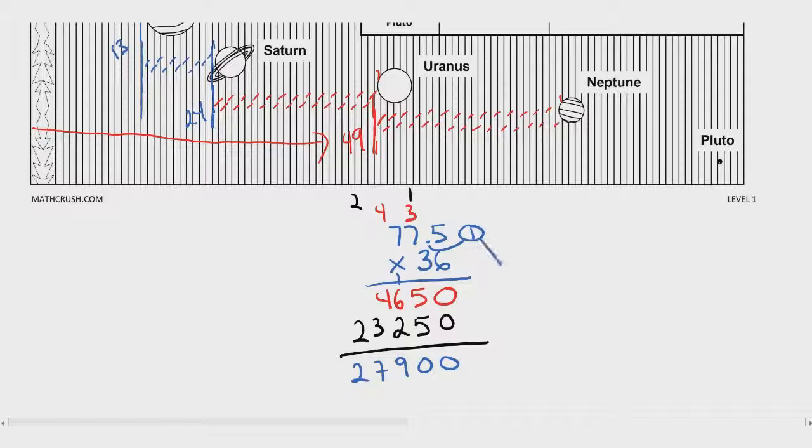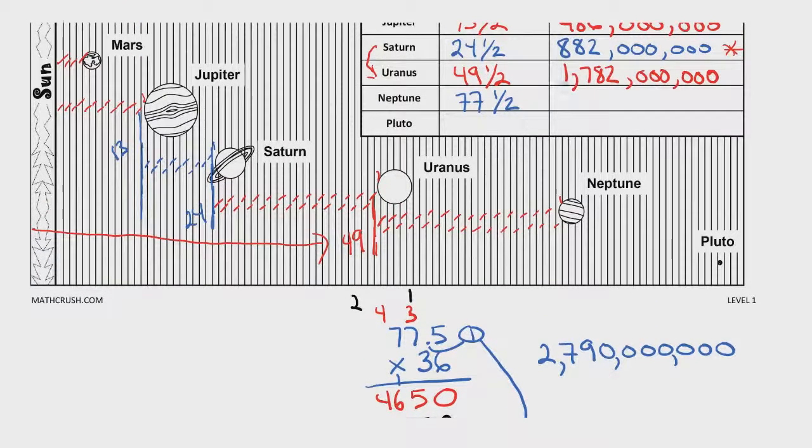And I don't forget to put the decimal back. So I have 2, 7, 9, 0, and then I add 6 zeros. 1, 2, 3, 4, 5, 6. Every 3 spaces I need a comma, or if I'm in Europe, I put a decimal, but we're using commas today. So I put a comma, and we get 2,790,000,000 miles away from the sun.